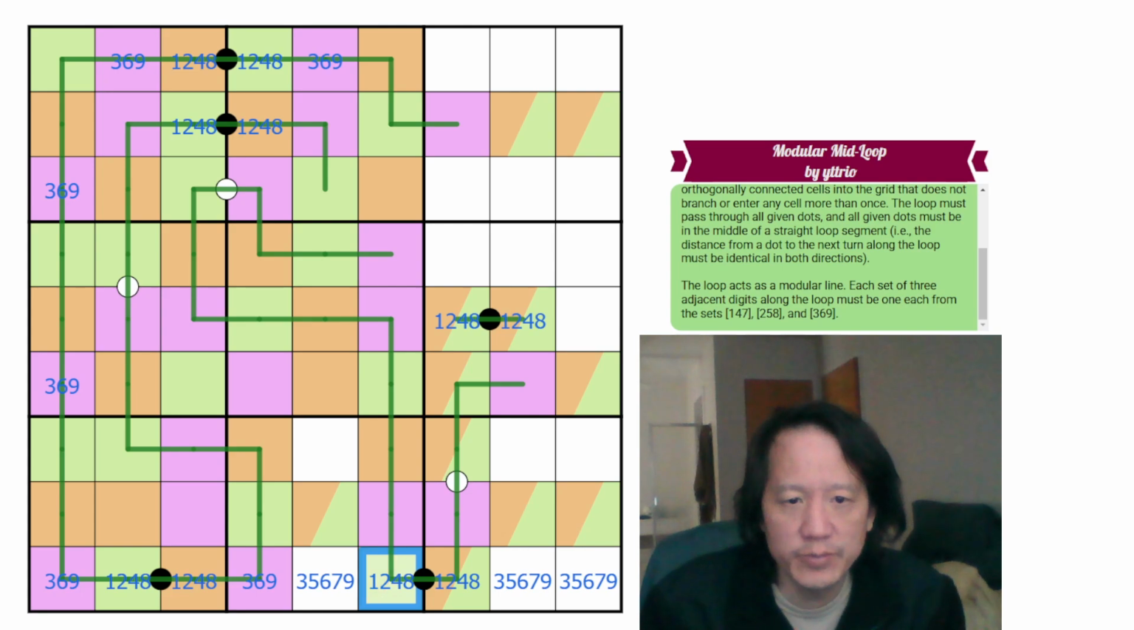This cannot be orange now. It has to be green, which means this can't be green. This is orange. This can't be orange. So this must be green. This can't be green, so this must be orange. And we have pink.